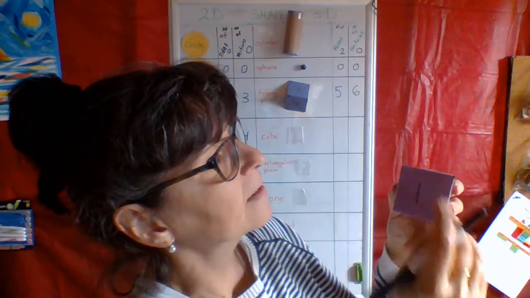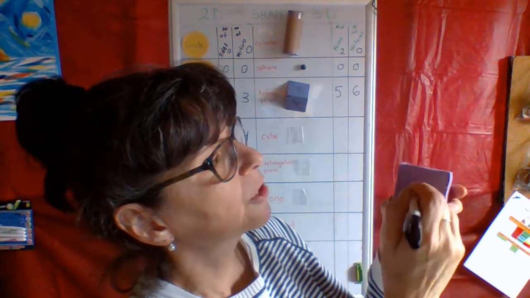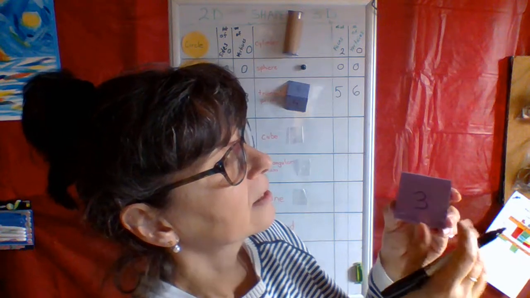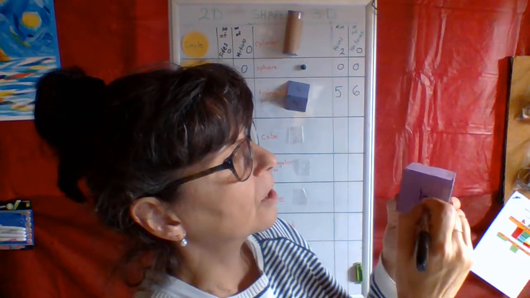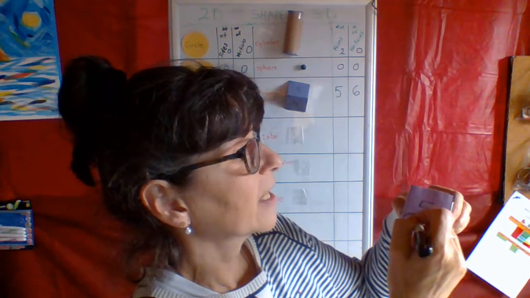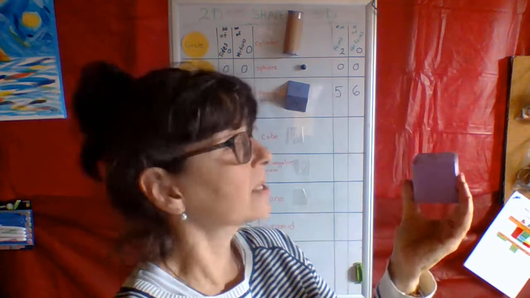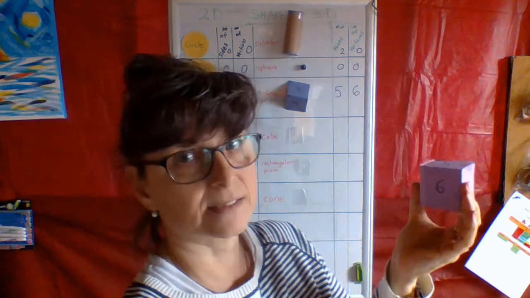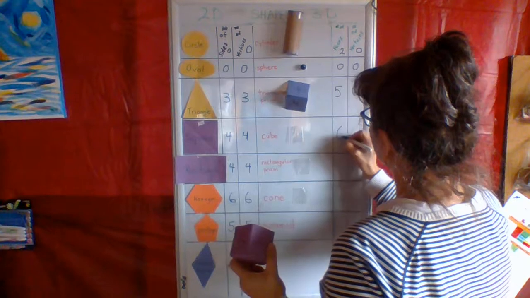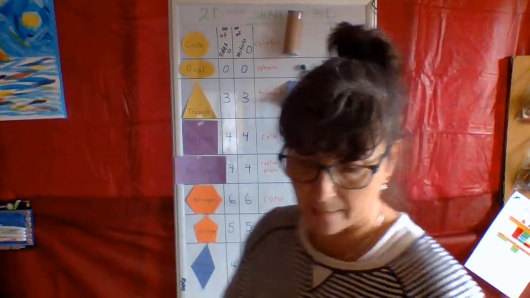So 1, and I'm just going to go straight around. 2, 3, 4. Now I'm going to go to the top. 5, and now I'm going to flip it to the bottom. 6. 6 faces. I wonder how many vertices we're going to have.